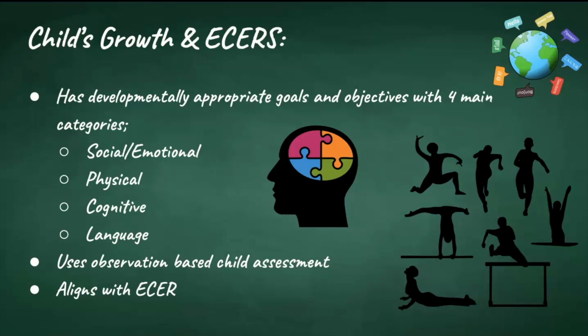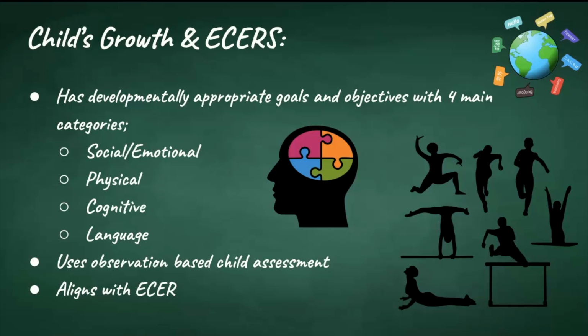With this stage, children learn how to make friends, how to have group interactions, and how to follow rules. The physical stage is intended to increase children's large and small motor skills. The cognitive stage is associated with thinking skills. Children learn how to solve problems, ask questions, and think critically.